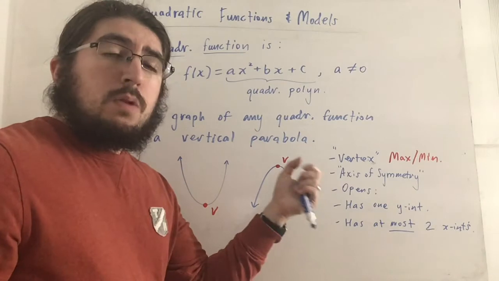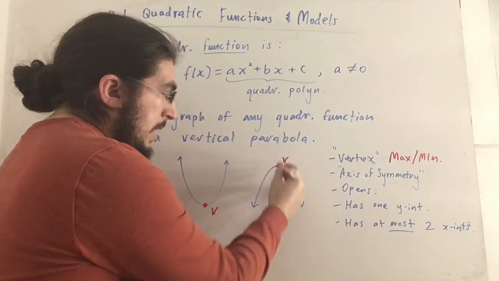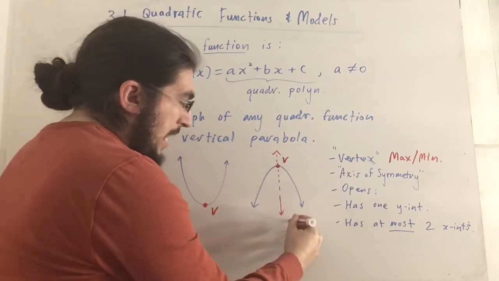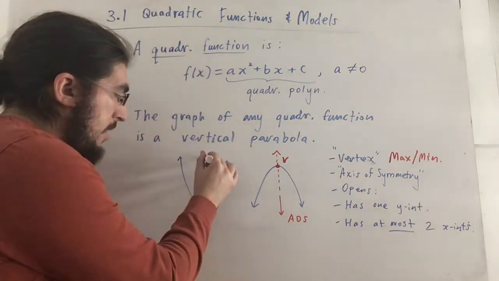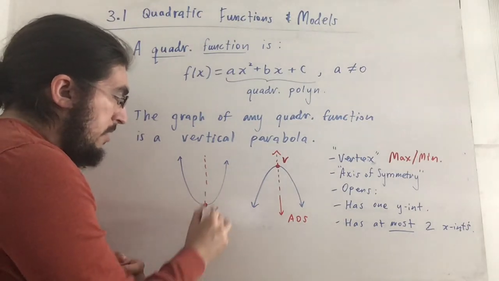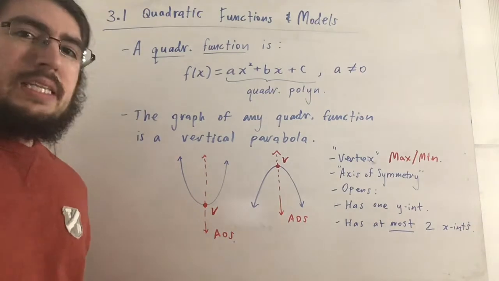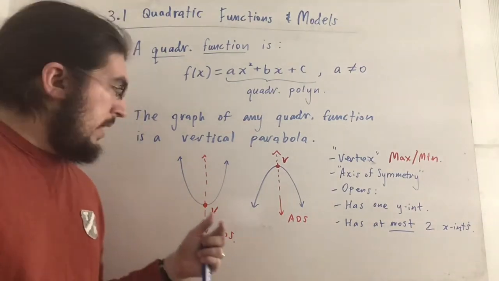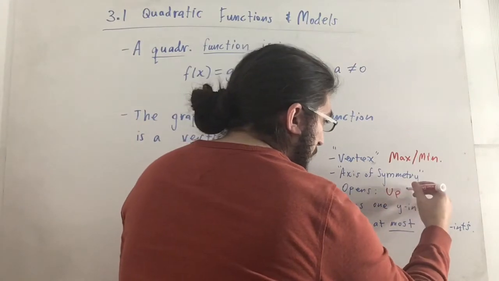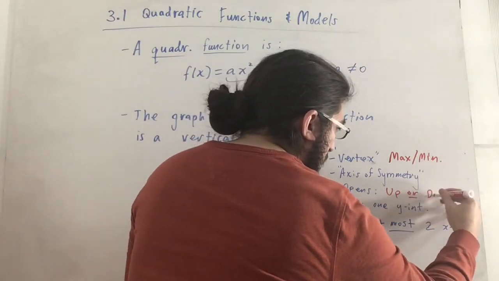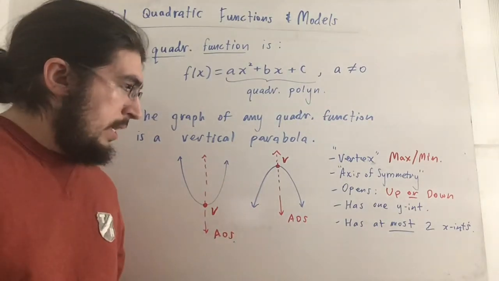The next thing is that we have this axis of symmetry. So the axis of symmetry will always be a vertical line that passes through the vertex. And I'll always label this as AOS, standing of course for axis of symmetry. So there's one here and one here for each parabola. The next thing is, of course, I spoke about this already, either it opens up or it opens down. So the parabola can open up or down, not both. We'll discuss more on this in the next screen.